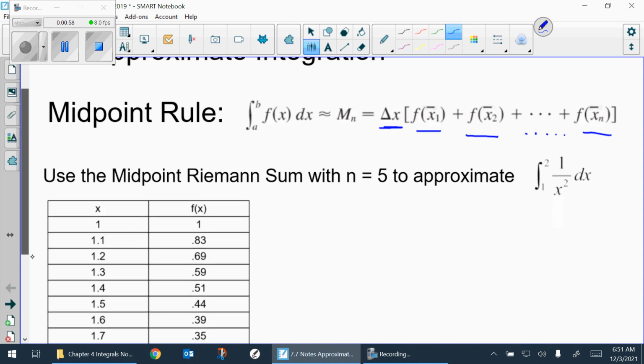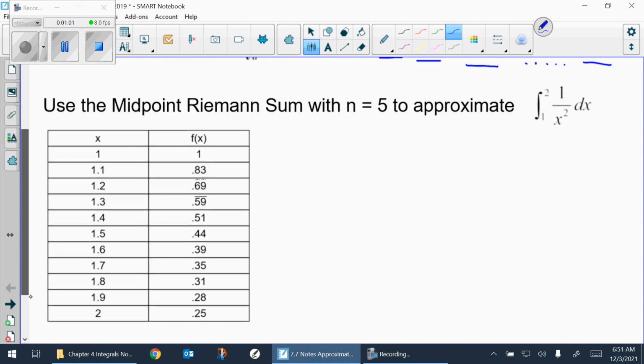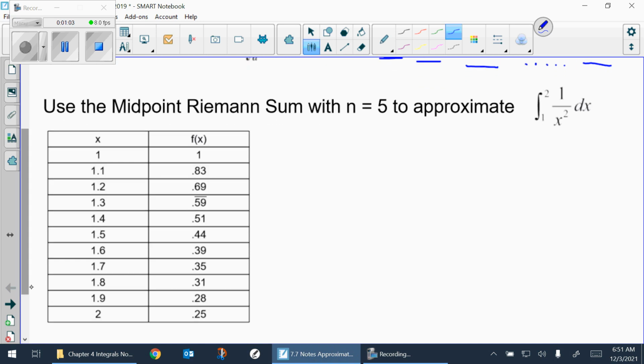So if we're going to find the area under this curve right here, I have found values of 1 over x squared between 1 and 2, and I put them in this table, only accurate to 2 decimal places. But just to get a feel for the midpoint rule, if we're going to make 5 rectangles, and we're going to start at 1, we're going to end up at 2, then each jump is going to have to be a jump of 0.2.